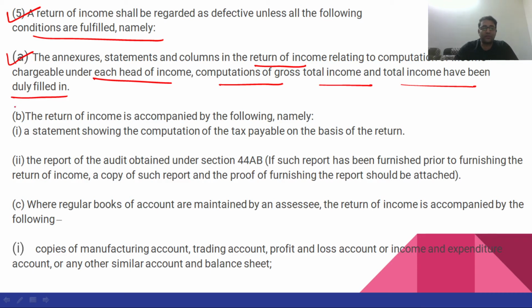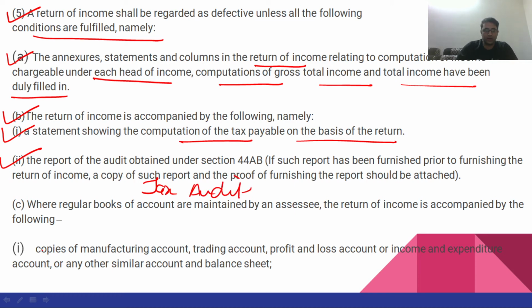The return of income must be accompanied by the following, otherwise it will be treated as defective. A statement showing the computation of tax payable on the basis of the return, so on what basis you computed the taxes should be present there. The report of the audit obtained under section 44AB, if such report has been furnished prior to furnishing the return of income. So your tax audit report has to be enclosed along with the return of income.